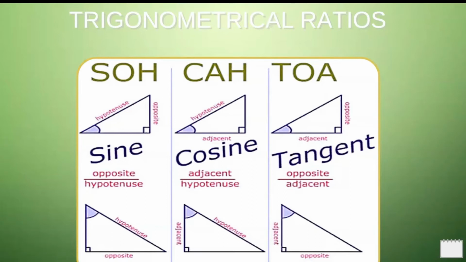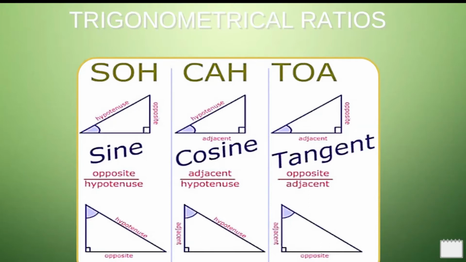Now, the opposite side is the one that is directly opposite to the angle. And as we mentioned before, the hypotenuse is the longest side. So the sine ratio uses the opposite side and the hypotenuse. Is everyone seeing that? Yes, Miss. Very good. So the sine ratio always uses the opposite side and the hypotenuse.